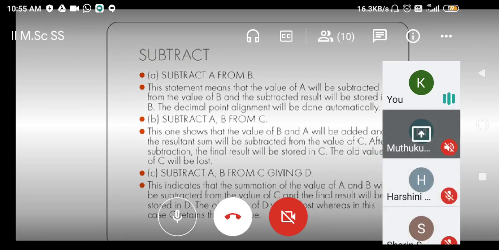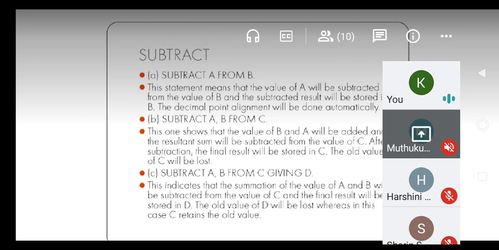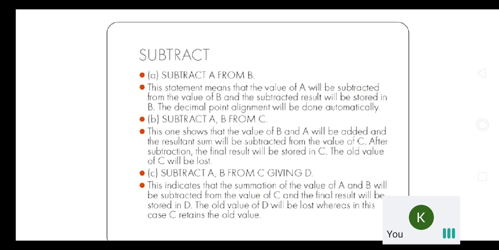So these are the examples that we have related to the subtract verb. What is the first example that we have? Subtract A from B. In this example, we are going to subtract the value of A from B. Suppose the value of A is 10, and the value of B is, for example, 20.